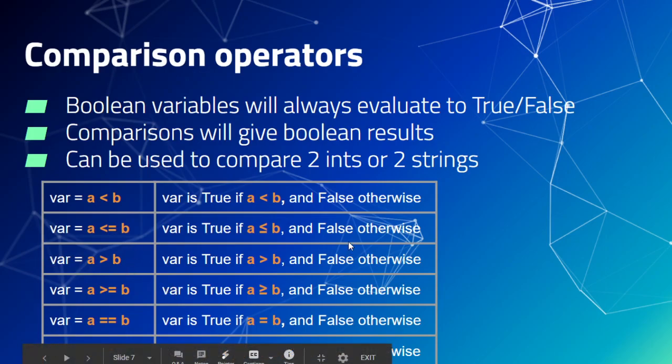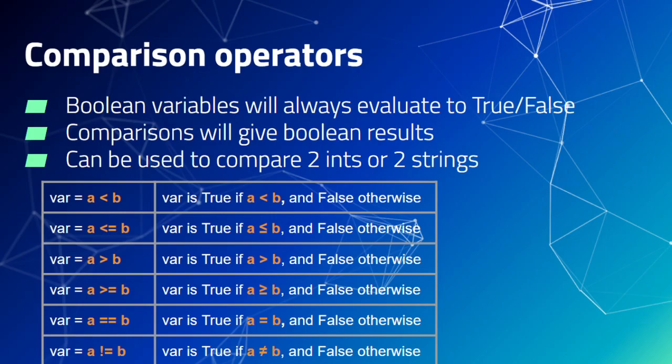Let's take a look at the last one, which is not equal to. The exclamation sign in programming means not. So if you wanted to check if two different ints, or two different numbers, or two different strings are not equal to each other, we would have to use this exclamation equal sign operator, which will return true if A and B are not equal and false if they are equal. These are just the definitions of all these operators.